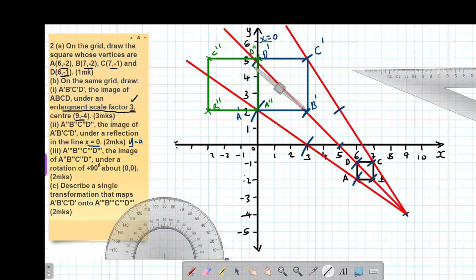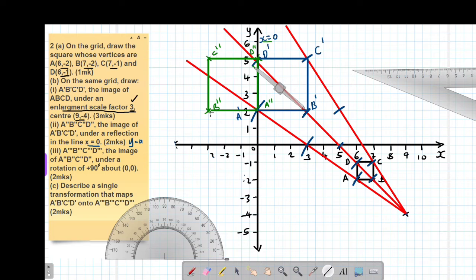Then for Roman 3, we are told that A triple prime, B triple prime, C triple prime, D triple prime, the image of A prime prime, B prime prime, C prime prime, D prime prime, under a rotation through positive 90 degrees about the origin or the point (0, 0). So remember, a rotation in the positive direction is simply a rotation in the anti-clockwise direction.